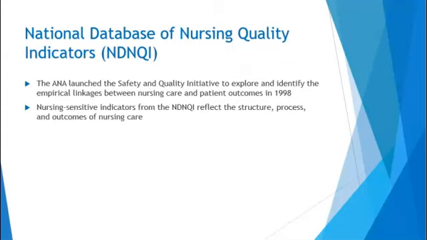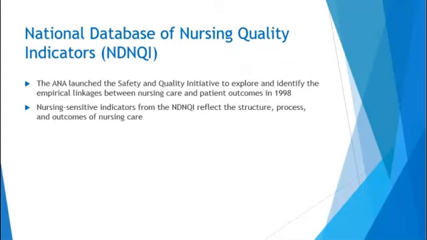So the National Database for Nursing Quality Indicators. The ANA, or the American Nurses Association, launched the Safety and Quality Initiative to explore and identify the empirical linkages between nursing care and patient outcomes in 1998. So, nursing sensitive indicators from this national database reflect the structure, the process, and the outcomes of nursing care. The structure of nursing care is indicated by supply of nursing staff, the skill level of the nursing staff, and the education and certification of the nursing staff.